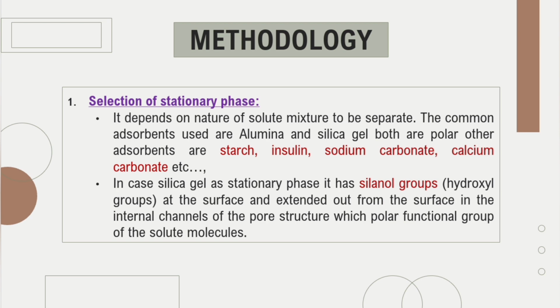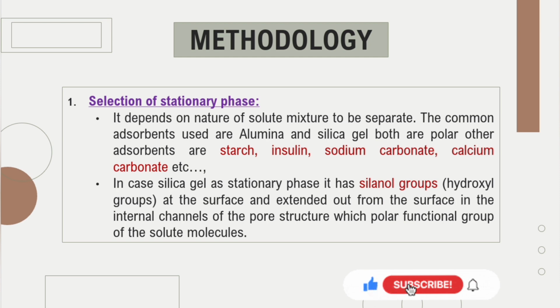Next one, methodology. In this, two sections are possible: selection of stationary phase and selection of mobile phase. In the first one, selection of stationary phase, it depends on the nature of the solute mixture to be separated. The common adsorbents used are alumina, that is Al2O3, and silica gel, SiO2, both are polar. Other adsorbents are starch, inulin, sodium carbonate and calcium carbonate.